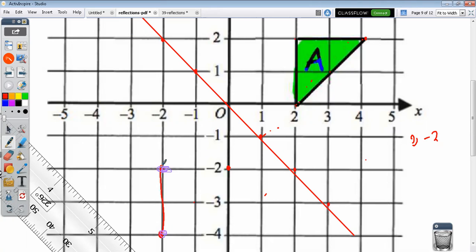And your shape is simply the same shape, like that. Are we together? Yes, sir.